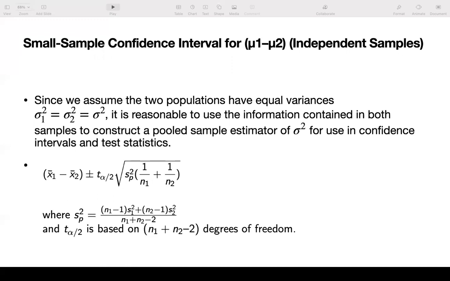Also, we have another confidence interval, which is the small sample CI for mu 1 minus mu 2, which is the difference between the means. And since we assume the two populations have equal variances, it is very reasonable to use the information contained in both samples to construct a pooled sample estimator for sigma square for use in confidence intervals and test statistics. Following are the confidence interval formulas, and we can see t alpha divided by 2 is based on n1 plus n2 minus 2 degrees of freedom.